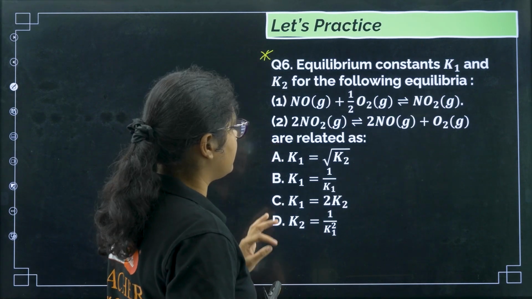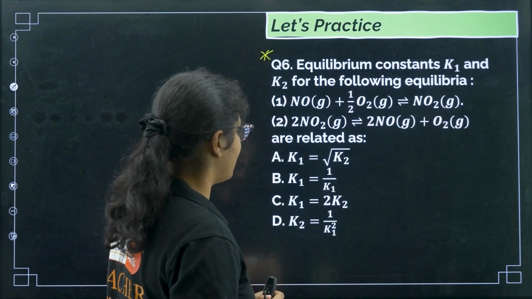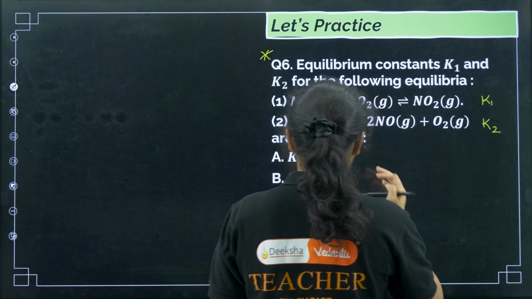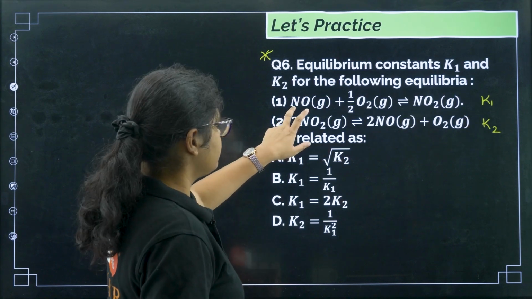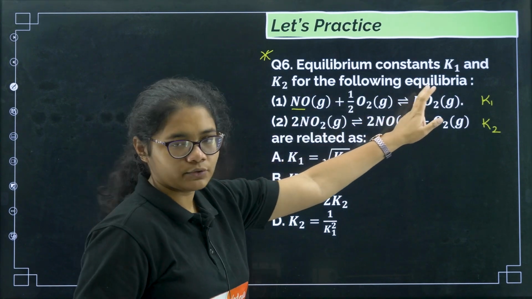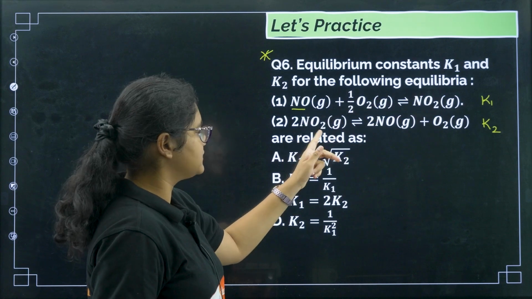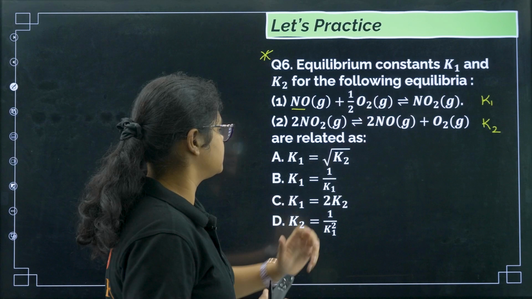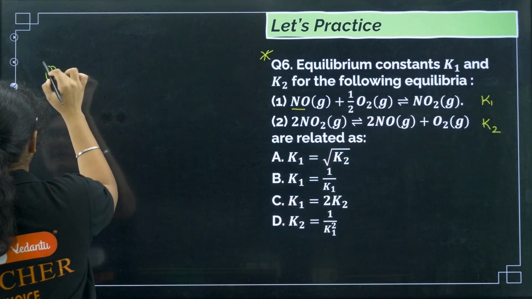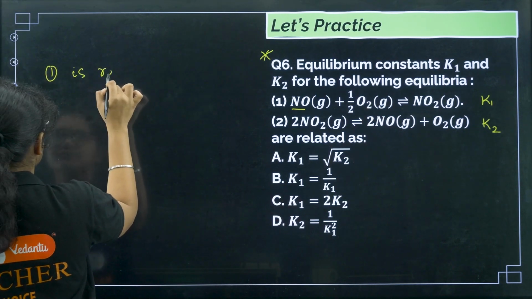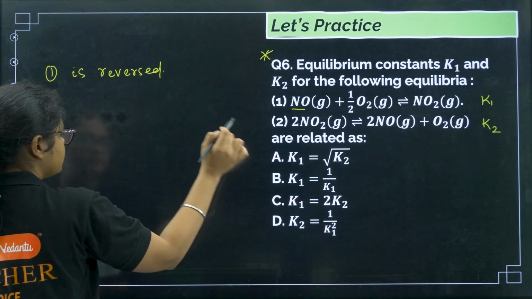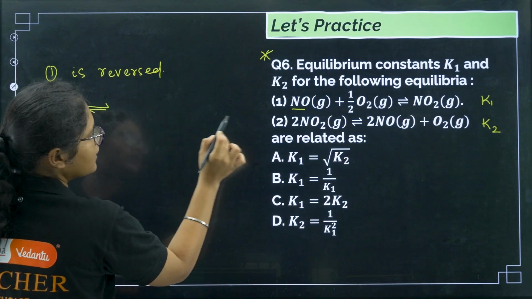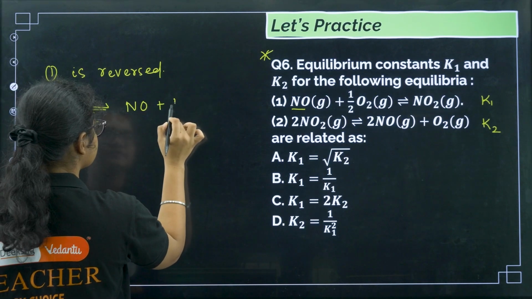Equilibrium constants K1 and K2 for the following reactions are related as. This reaction's value is K1, this value is K2, right? What is the relation between them? If you see the first reaction, NO plus half O2 gives you NO2. In the second reaction, NO2 is on the reactant side, and in the first reaction, NO2 is on the product side. That means reaction 1 is reversed. If I reverse the first reaction, what will I get? NO2 gives NO plus half O2.